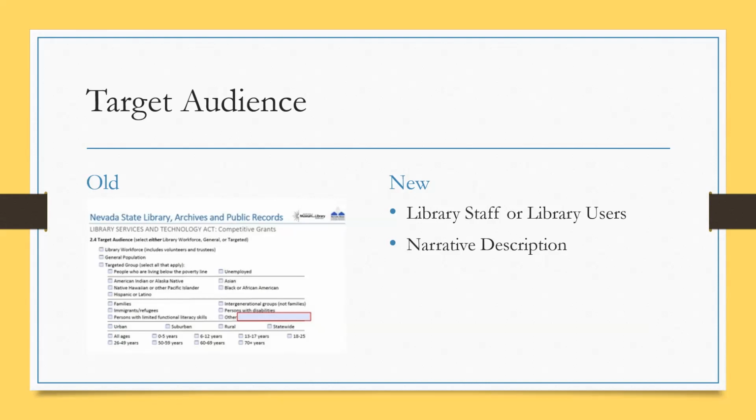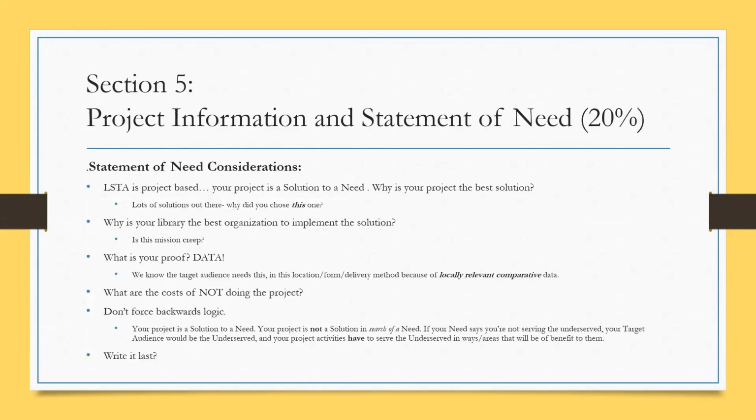You're going to choose either library staff or library users. And then you're going to give a little descriptive paragraph about your intended target audience, right? That kind of opens it up. You're not limited to the check boxes. You have a bigger, broader way to describe your target audience. And then at the end, if you're funded and you're doing your final report a year and a half from now, then you figure out which check boxes fit with your target audience. So that's a big difference. It's descriptive rather than check boxes. Oh, and that's section 5. Section 5 is your target audience and your statement of need.